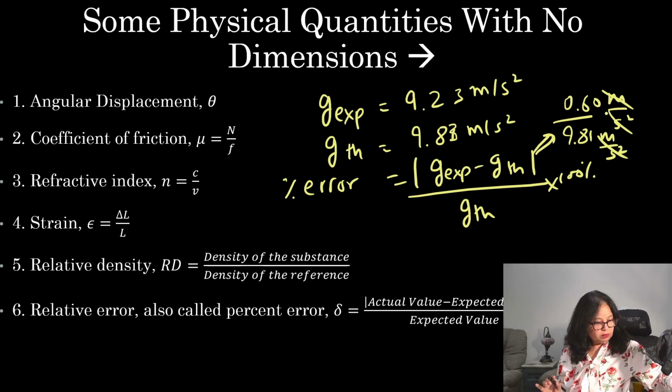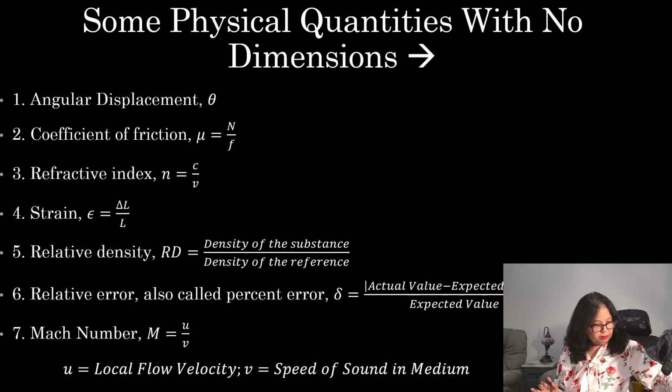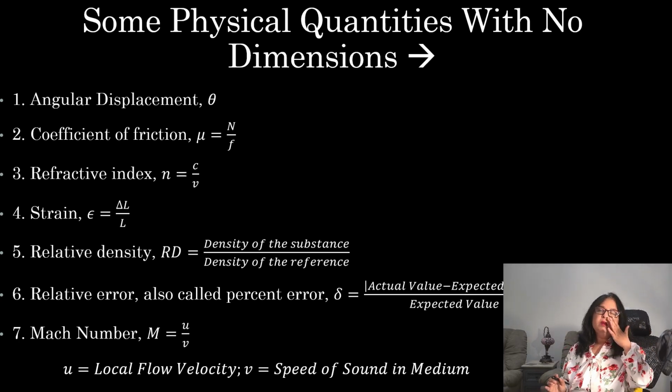Okay. Then we have Mach number, which is used a lot when you're talking about the flying jets. So it is really the local flow velocity, u, divided by the speed of sound in the medium. It really has to do with the speed of sound.